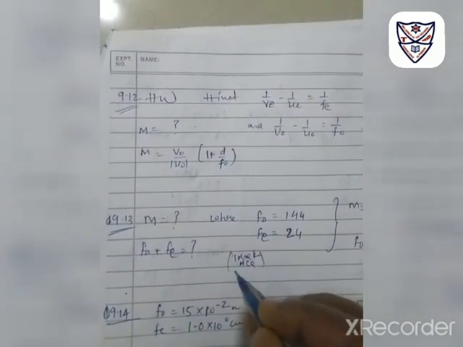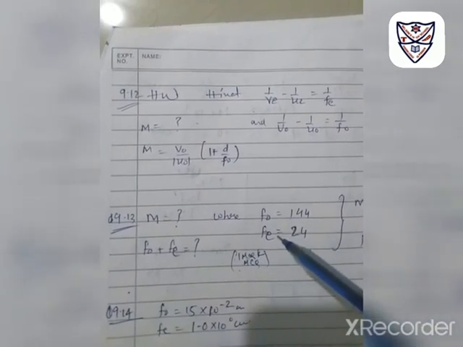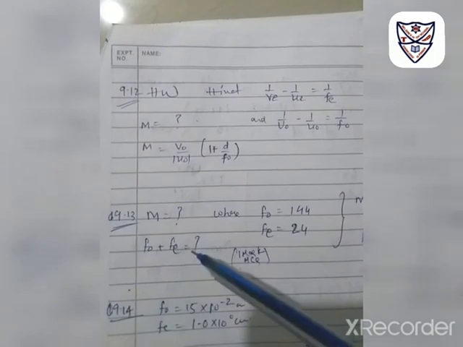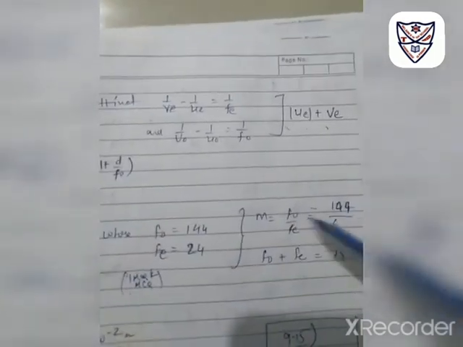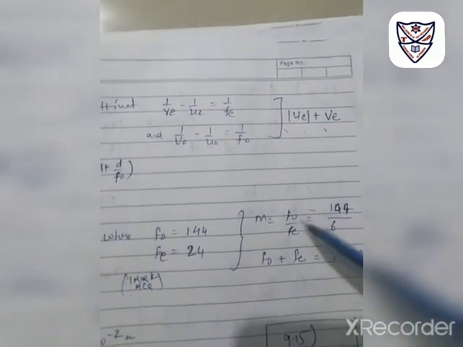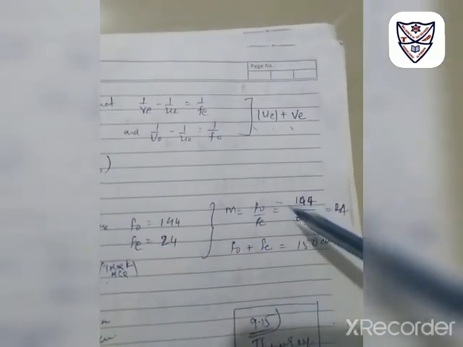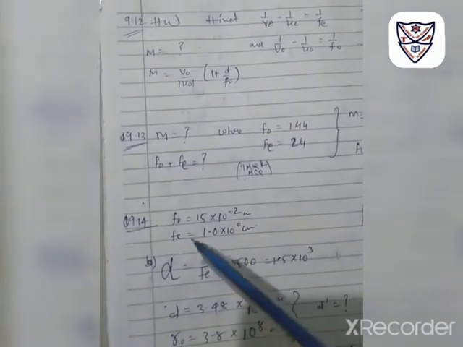MCQ. Here they have given f0 and fe, and m, and these two terms you have to find. This is a very simple term. You have to just find m, magnification, that is your f0 upon fe, just divide it and you will get your answer. These two terms, okay, add them, you will get your answer. That's for 1 mark.